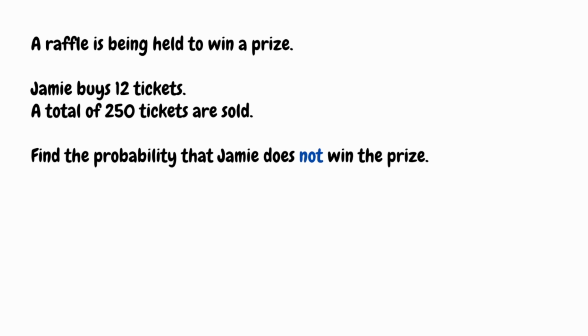Okay, for this next question, we have a raffle being held to win a prize. Jamie buys 12 tickets. A total of 250 tickets are sold. We need to find the probability that Jamie does not win the prize. So we know that if Jamie buys 12 tickets and there were 250 tickets sold in total, then Jamie's probability of winning is actually 12 over 250.